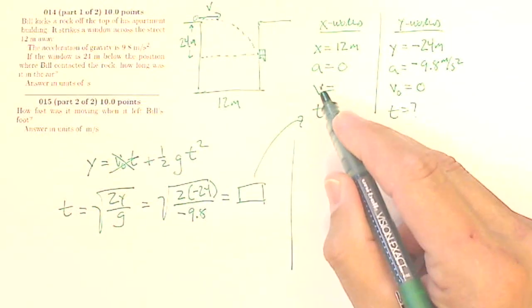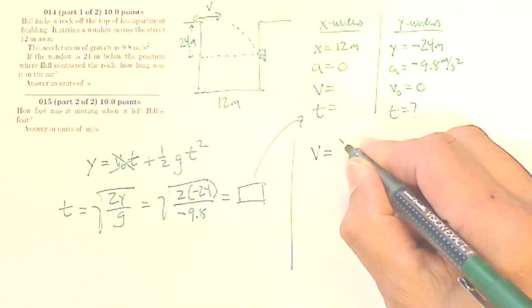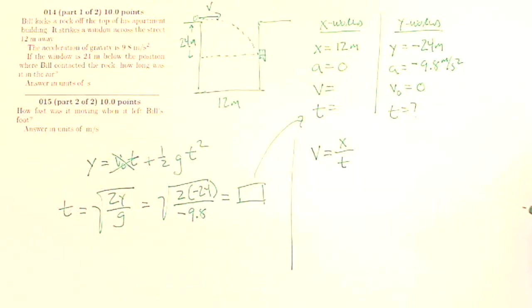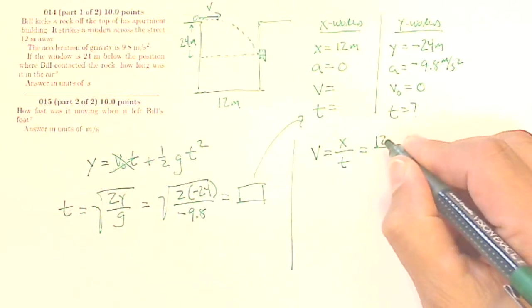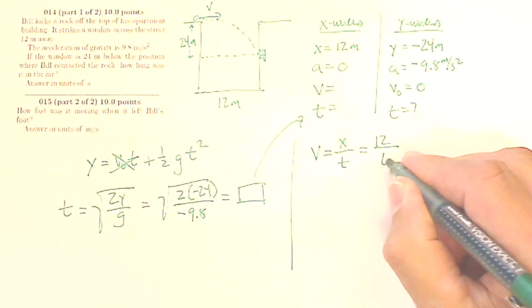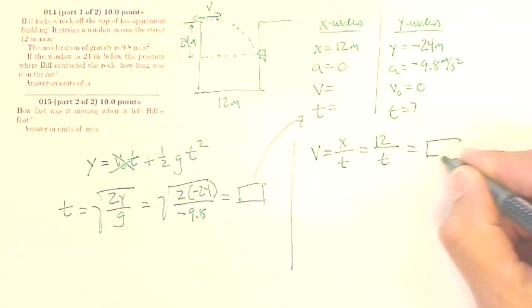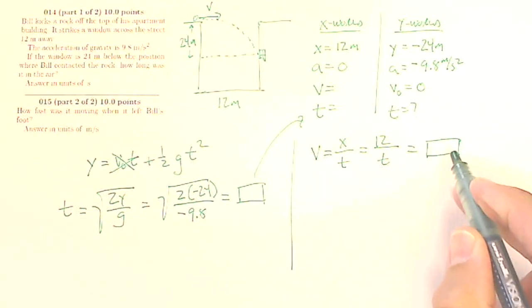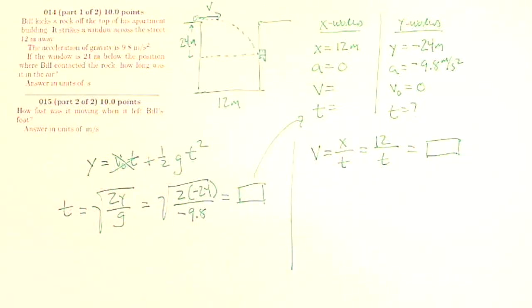So now if I want my velocity, well, now it's simply an X world problem, and velocity is distance divided by time. So in the X world, it moved 12 meters, and it did that in this amount of time. So whatever this time is goes here, and that's going to give me my velocity with which it left his foot horizontally, which is all X world velocity. So this is the answer to number 15.